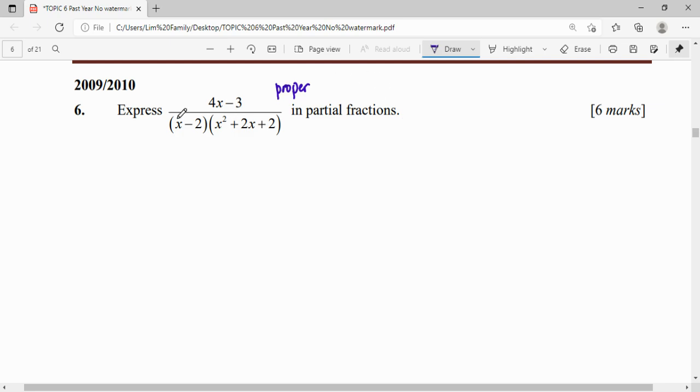Then second step, we have to make sure our denominator is in complete factorization. So we have to see whether this quadratic can be factorized. When we put it into the calculator, we notice we cannot factorize it anymore, so we will leave it like that. This will be our quadratic factor. Then we continue to our third step, where we split according to our factors.